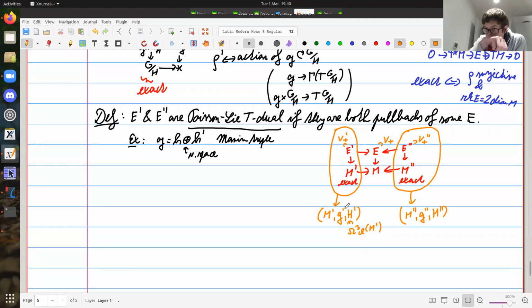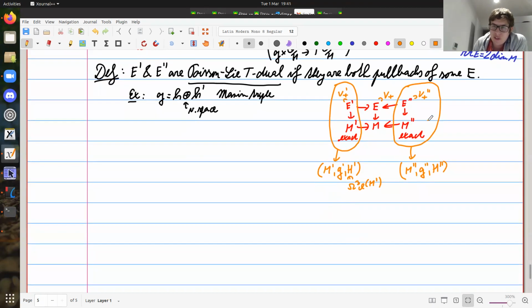And also if you remember from last time, having such data, a manifold with a metric and a closed three-form, you can use this to construct a sigma model. So that is some sort of physical theory. So you get one in here, and you get one in here. So there is some action functional that you can use to describe the models. And now the non-trivial claim is that these two sigma models will be dual to each other in the sense that they will be isomorphic or almost isomorphic.